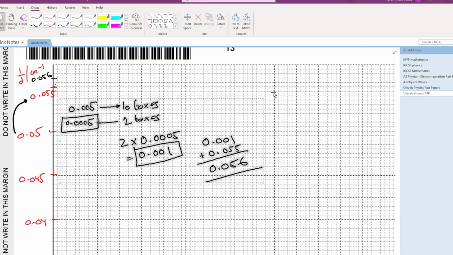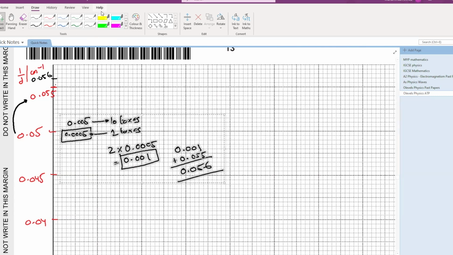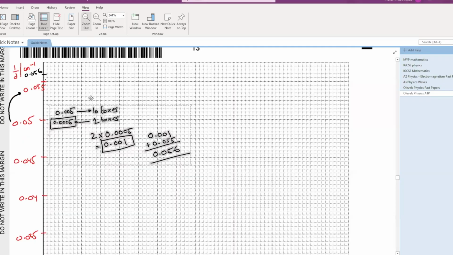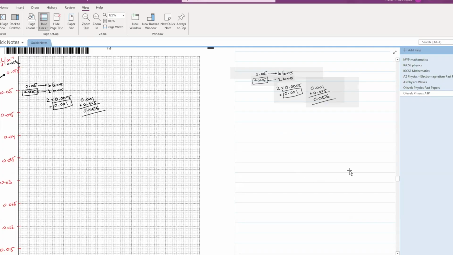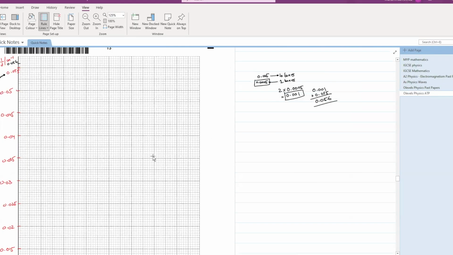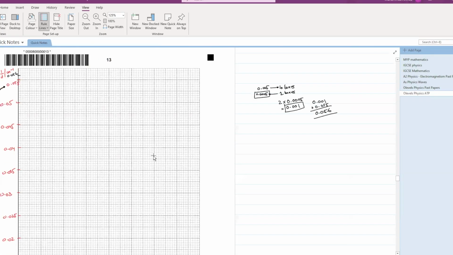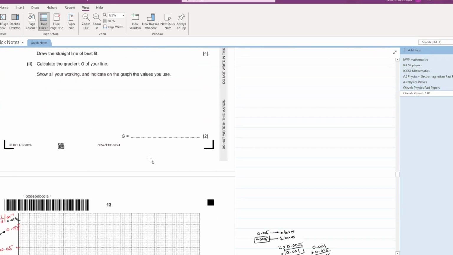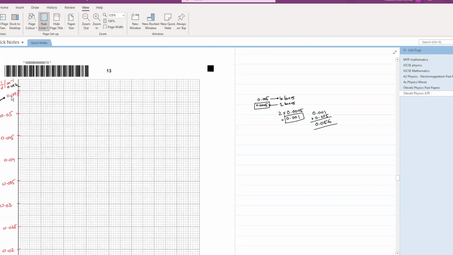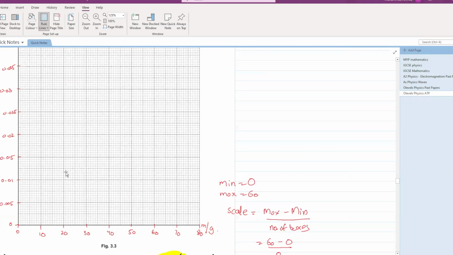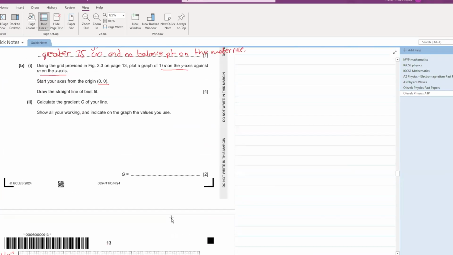Let me not erase that working. Let's keep it somewhere here to the left. Yeah. Now, you have gotten 2 marks up till now in the graph question. This is a 4 marks graph question. You have gotten 1 mark for marking the axes and 1 mark for plotting the scale. Now let's move on to the third mark.